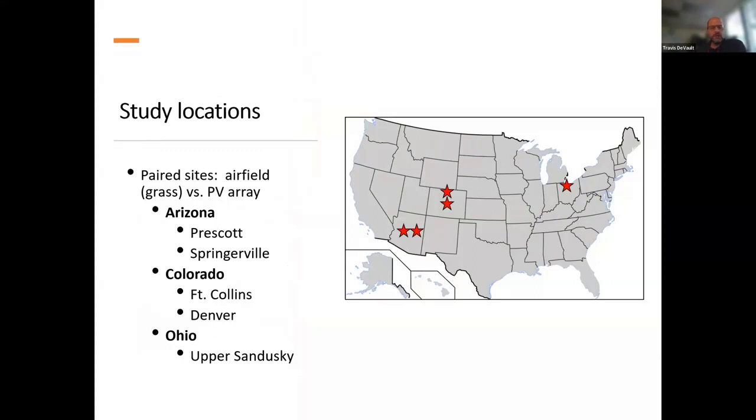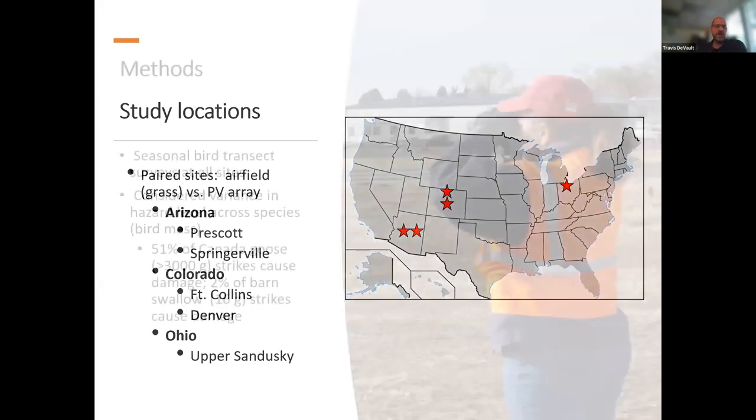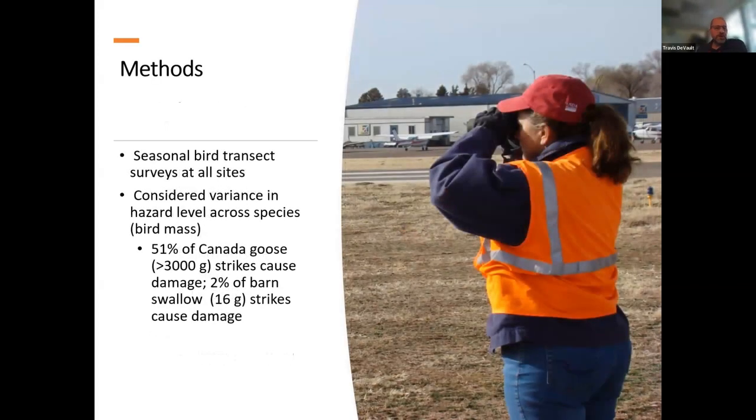And we compared bird use of paired sites at each of those locations. So there was an airfield, a regular airfield grassland, and then a nearby photovoltaic array where we looked at bird use of both of those types of habitats in each of those sites. So we did seasonal bird transects at all those sites. Now, we didn't just count the birds and compare the number of individual birds across sites because that would have missed a lot of the story.